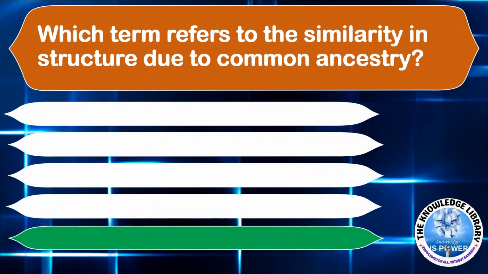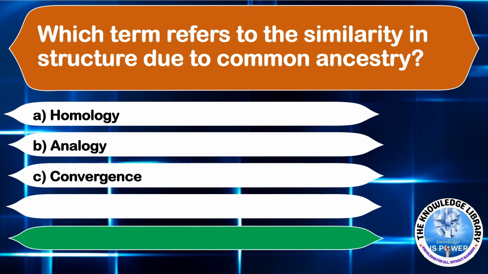The next question is, which term refers to similarity in structure due to common ancestry? Option A, homology. Option B, analogy. Option C, convergence. Option D, divergence. Answer is option A, homology.